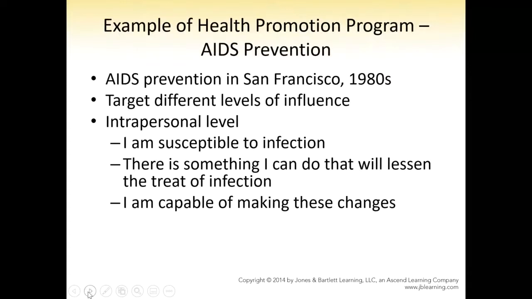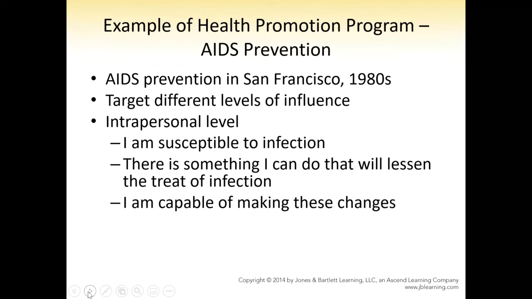When we think about health promotion programs, many of them are geared towards changing a certain behavior in a community. Public health tends to be more widespread than looking at a certain group of people; it's looking at a community of people. So here's an example: AIDS prevention in San Francisco in the 1980s. At this point, AIDS was a new and deadly disease. That's not to say it's not deadly now, however, the treatment available for HIV/AIDS is very effective. And the prevention effort targeted different levels of influence.